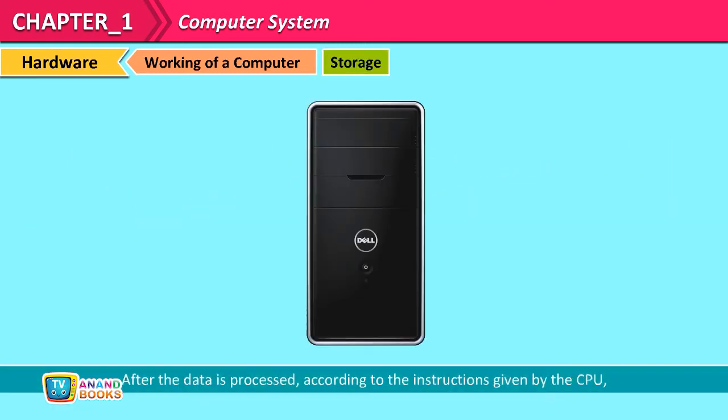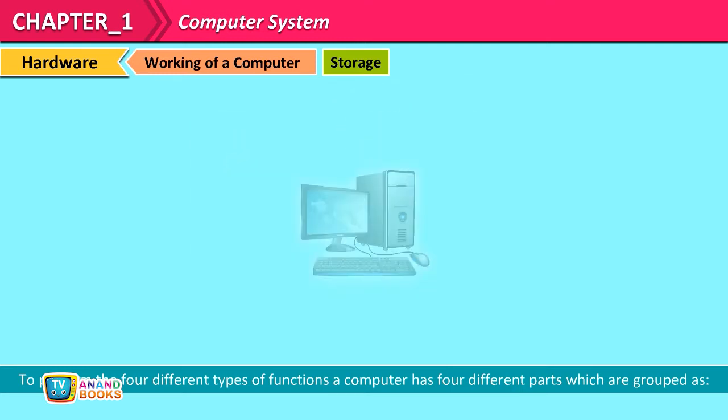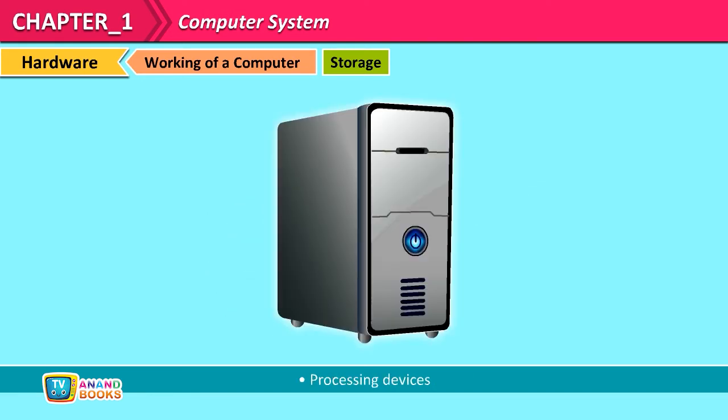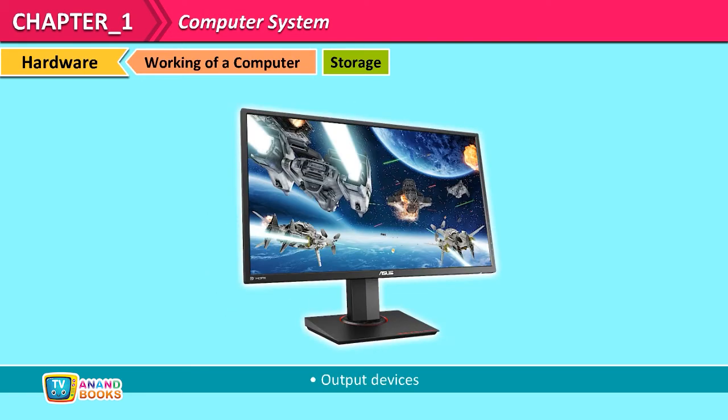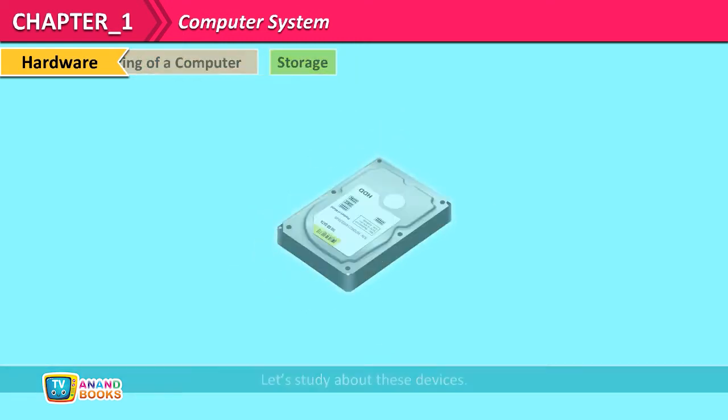Storage. After the data is processed according to the instructions given by the CPU, it is stored in the computer for future use. To perform the four different types of functions, a computer has four different parts which are grouped as input devices, processing devices, output devices, storage devices. Let us study about these devices.